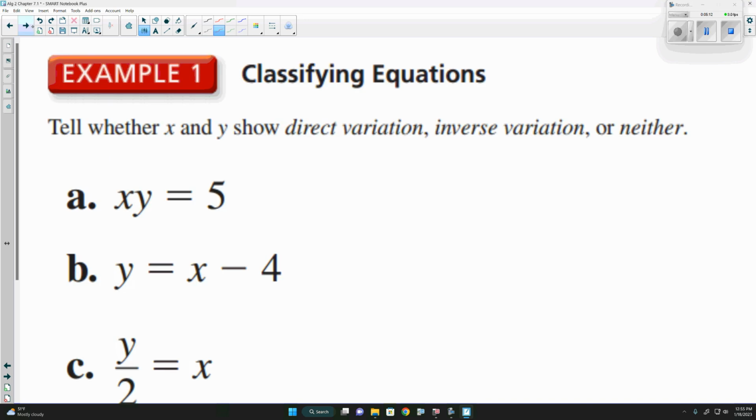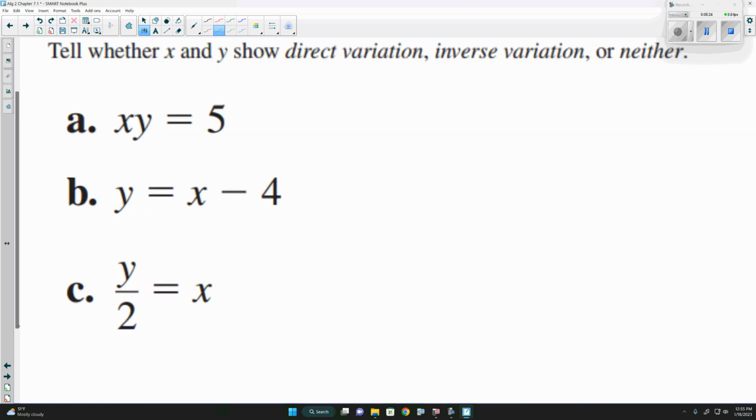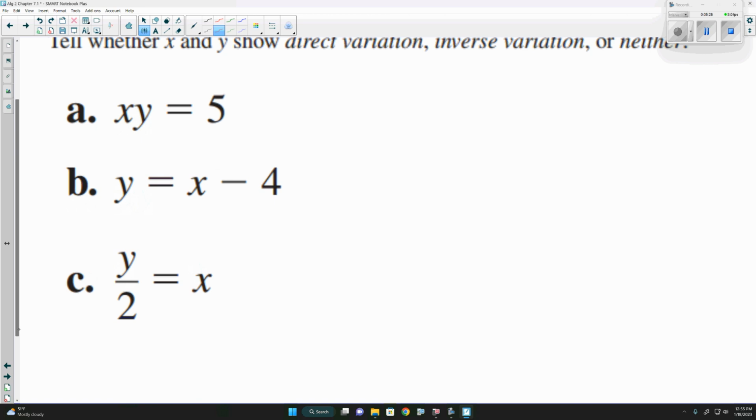So that's our inverse and direct variations. Now, before we really start utilizing numbers and seeing which types are direct or inverse, we're going to look at equations. So we have these three here. As we said, for direct variation, we can say y is equal to a times x, or y over x is equal to a.